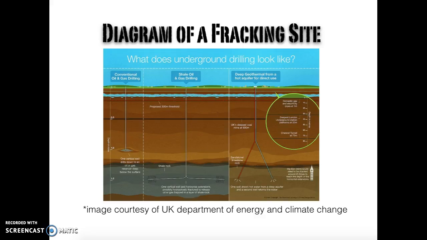So here's a diagram of a typical fracking site. Here's your conventional oil and gas drill. As you can see, your conventional gas drill is just about, I'd say, a half mile from where we typically get our oil now, compared to these, where you could see the horizontal drilling that makes its way for what we now do for hydraulic fracking.